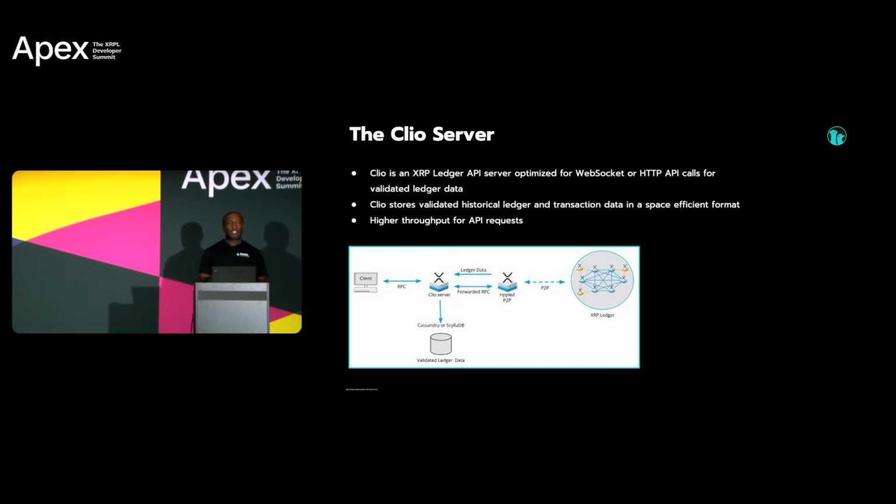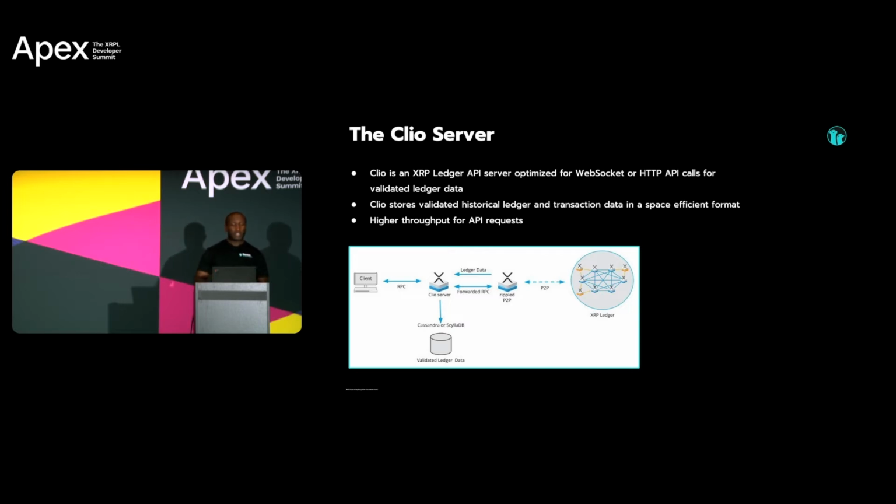In this case, you may not necessarily want to rely on the public server nodes to get your information. You may want to run your own nodes. A possible option to do that is to use the Clio server. The Clio server is an XRP ledger API server, and it's optimized for WebSockets and API calls for validated ledger data.